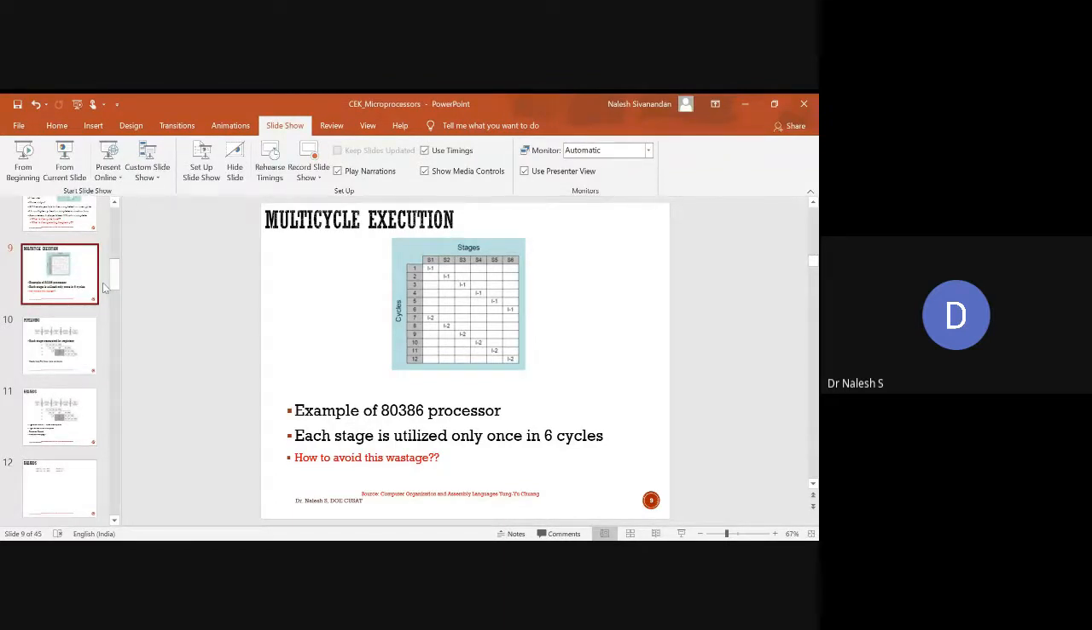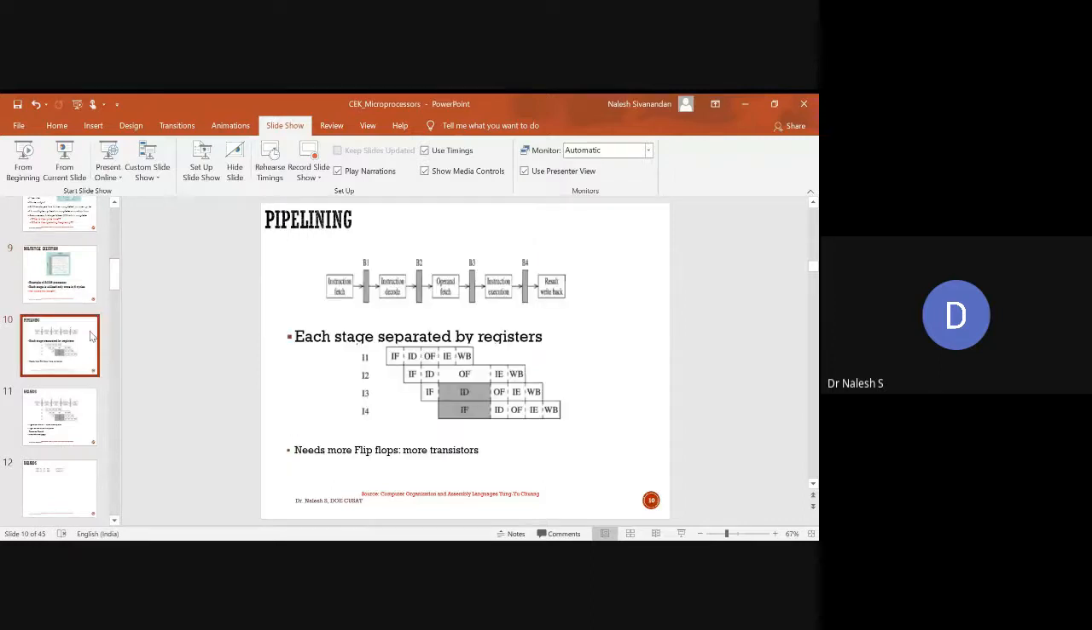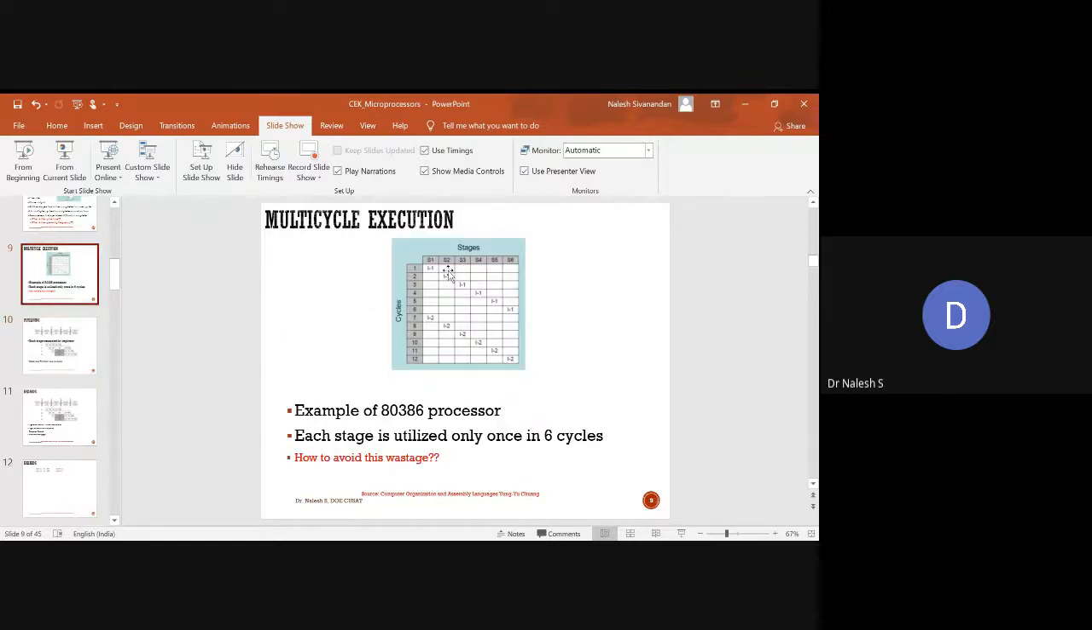Okay, so the solution for this is what is known as pipelining. I think you would have studied pipelining. What is important is that when I1 is in stage 2, we can have I2 at stage 1. When I1 is in instruction decode, at the same time, in parallel, we can fetch the second instruction. When the first instruction moves to execute, we can move the second instruction to instruction decode.